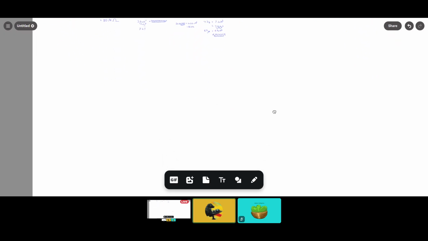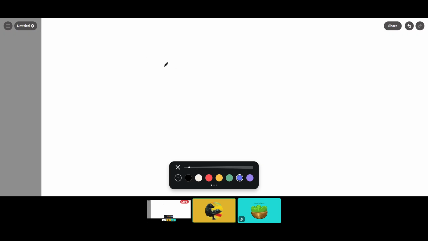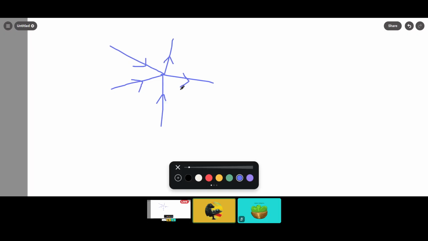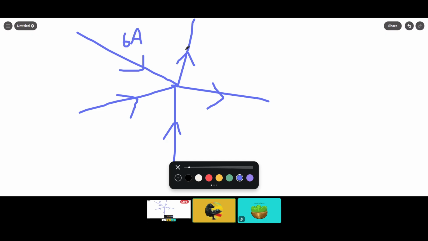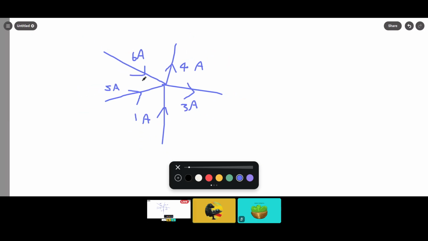Okay, so let's talk about current rules. Let's say I have a circuit, and there are wires going all over the place and they all connect at this one node. Let's say there's a current going in this way, a current going out this way, a current going out this way, and a current going in this way. Let's say this is 6 amps, this is 4 amps, this is 3 amps, this is 1 amp, and this is 5 amps.